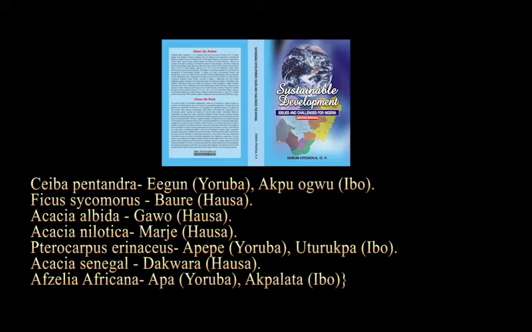Ficus sycomorus, Bawa in Hausa. Acacia albida, Gawo in Hausa. Acacia nilotica, Marje in Hausa. Pterocarpus erinaceus, Apepe in Yoruba, Uchurukpa in Igbo. Acacia senegal, Dakwara in Hausa. Afzelia africana, Apa in Yoruba, Akpalata in Igbo.